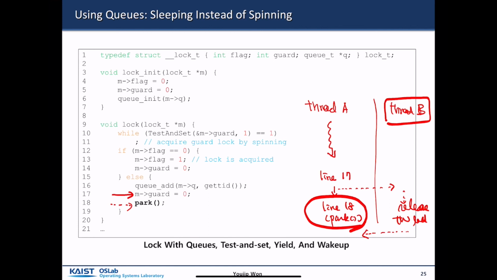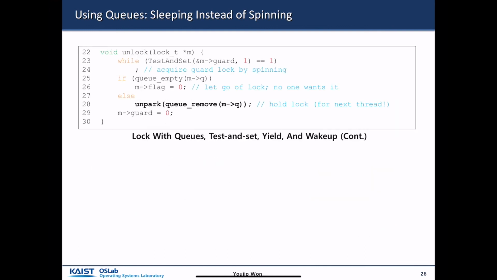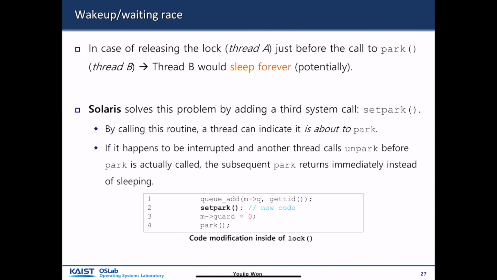The reason this happens is that setting the guard to 0, unlocking the mutex, and putting the thread to sleep are performed in a non-atomic fashion. They are executed in a split manner. So that is a problem. Then how can you fix the problem?